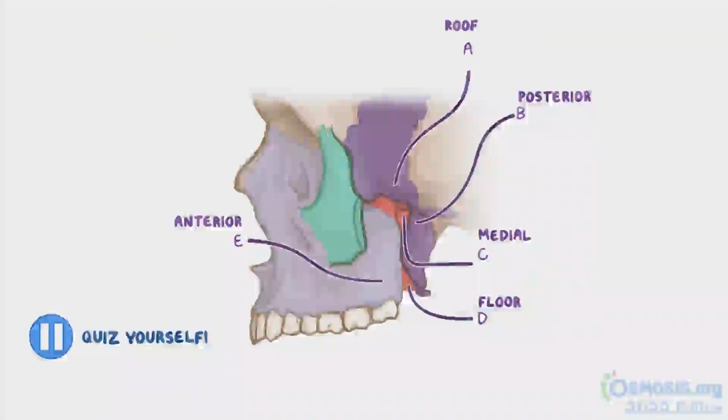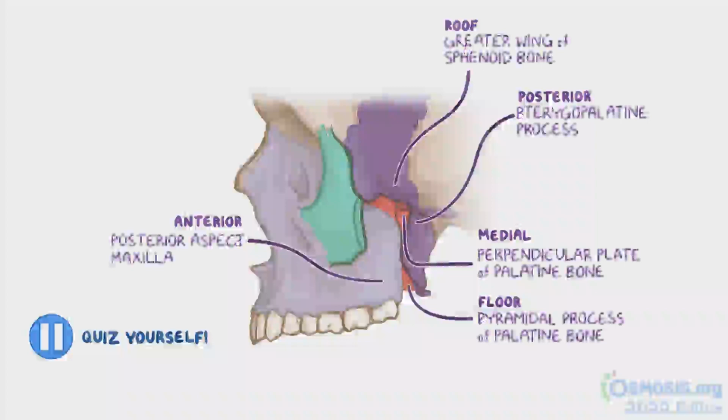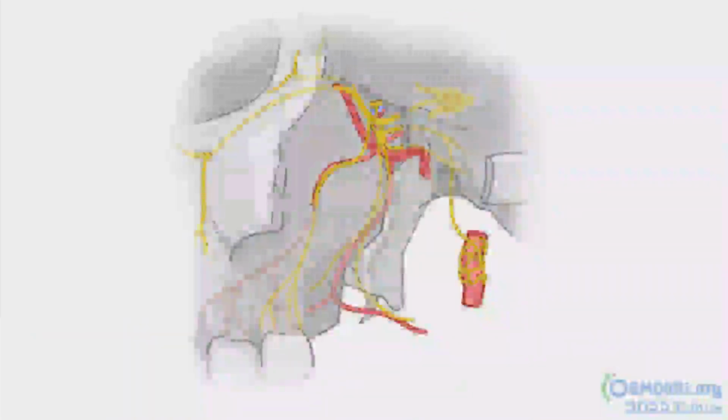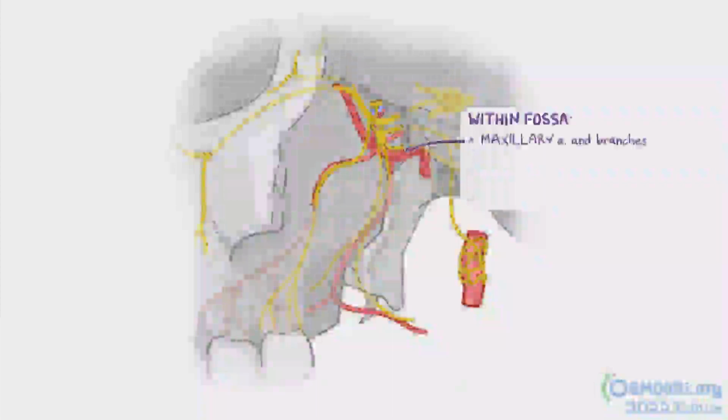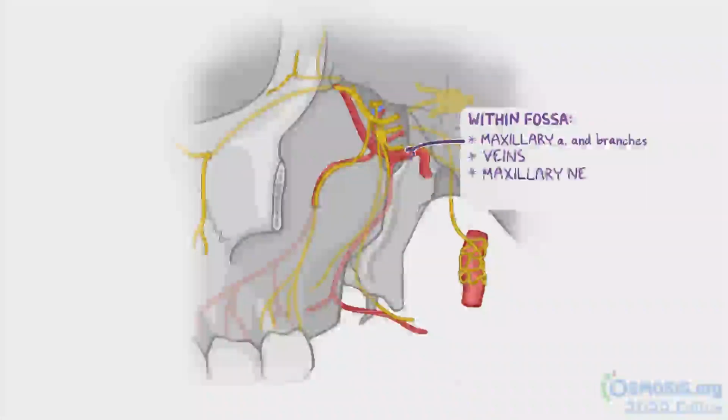Before we move on, can you recall the boundaries of the pterygopalatine fossa? Now, this house also comes fully furnished. Some of the most important structures you can find within the fossa include the terminal part of the maxillary artery and the proximal parts of its branches, their accompanying veins, the maxillary nerve, and the pterygopalatine ganglion.